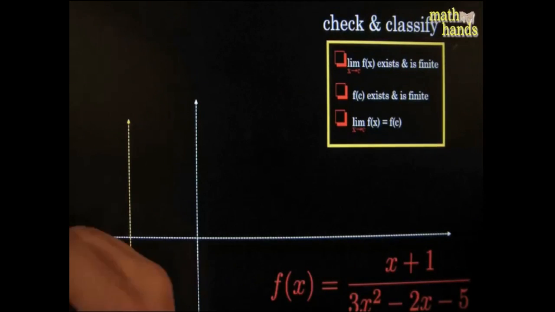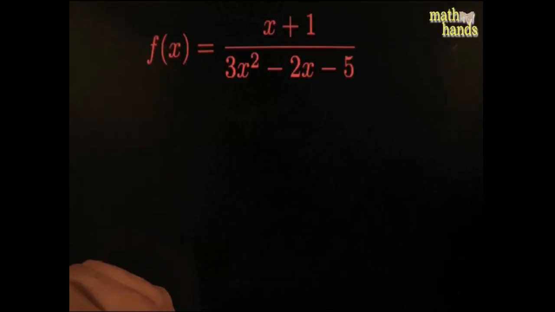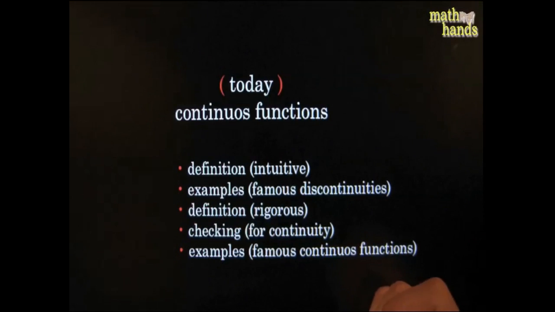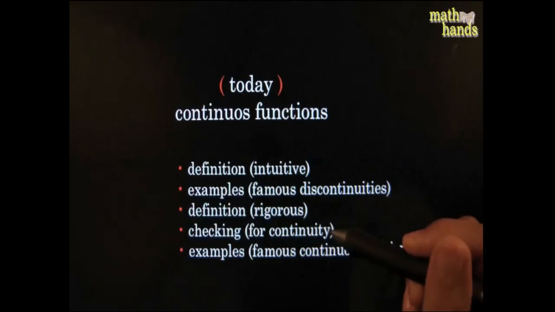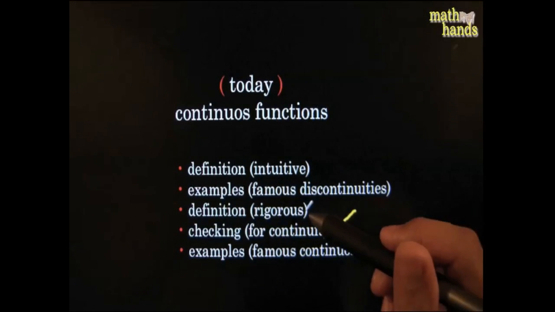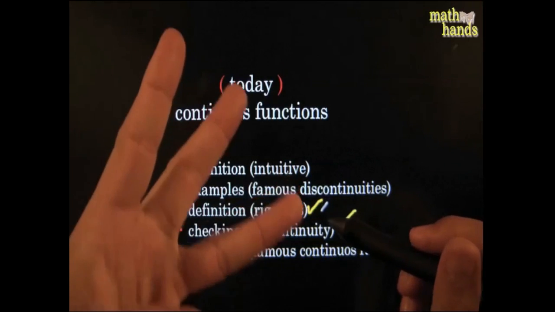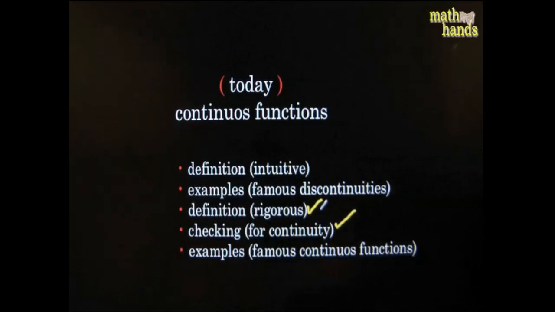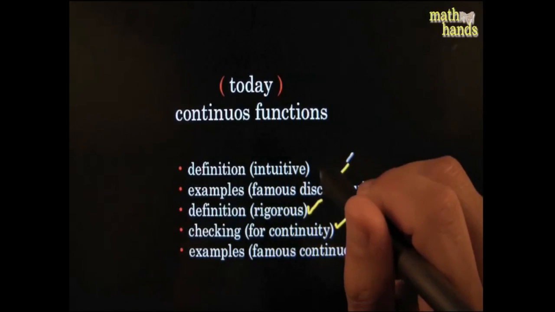Let me think. You got that one. That one's the same deal. Alright, I think we should call it a day. Okay, checking for discontinuity, checking and classifying discontinuities. The rigorous definition, the 3 items that you've got to check for. Famous discontinuities: jump, removable, infinite.